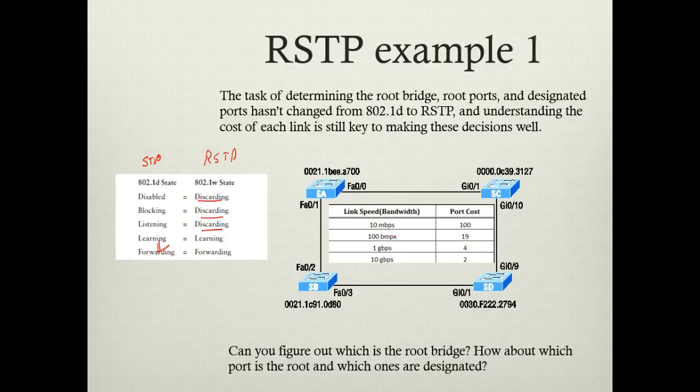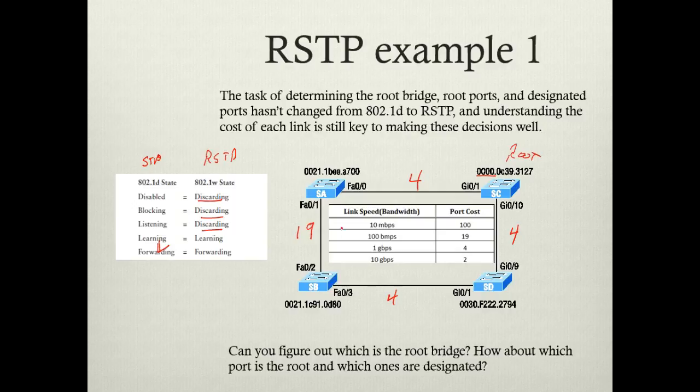I'll just put this table in here: 10 meg, 100; 100 meg, 19; that's the link cost. We've got gigabit here, so this will be a 4, and fast Ethernet here would be a cost of 19, a gigabit here would be 4, and a gigabit here would be 4. Let's see which one's our root. It looks like this is going to be the root here, right? Because it's all zeros. We're going to make the assumption that they all have the same root priority, because it doesn't tell us anything different.